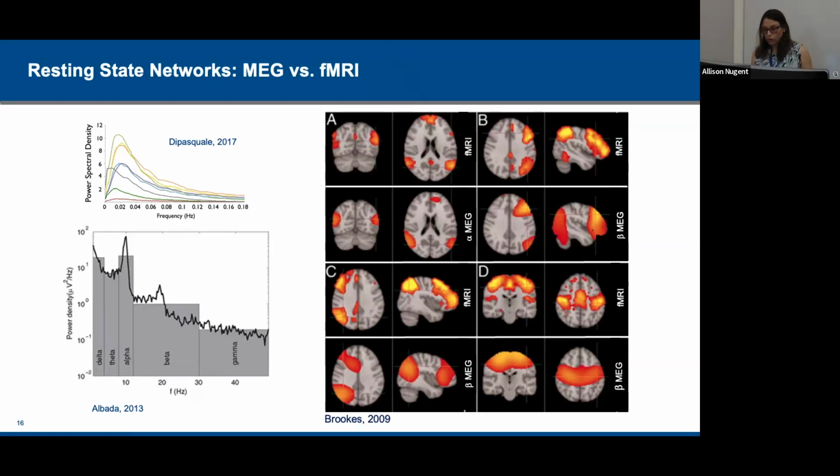So this is an older study from 2009, but very pivotal, looking at resting state MEG using an ICA method. But of course, now there are many different ways of extracting networks from MEG data.